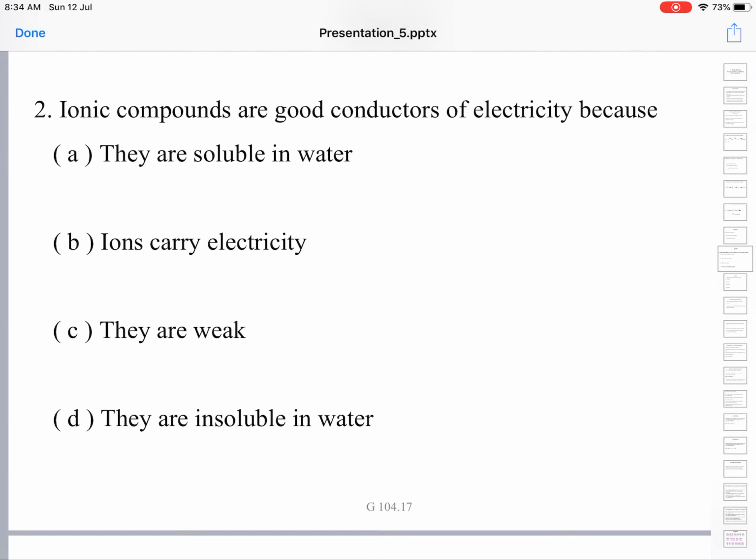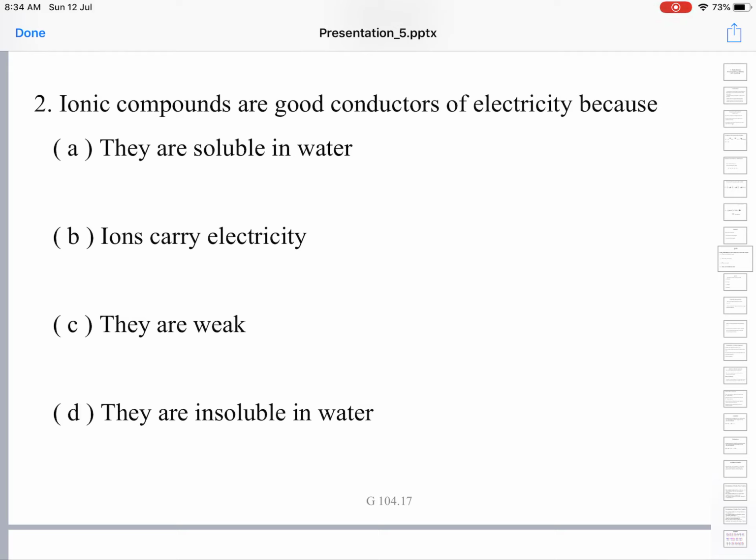Ionic compounds are good conductors of electricity because, as a recall of the last lecture: is it because they are soluble in water, or ions carry electricity, or because they are weak, or they are insoluble in water? Actually, ions are charged species and they carry electricity from one electrode to another electrode. So, the reason is ions carry electricity. They are soluble in water, that is correct, but that is not the answer to the question.